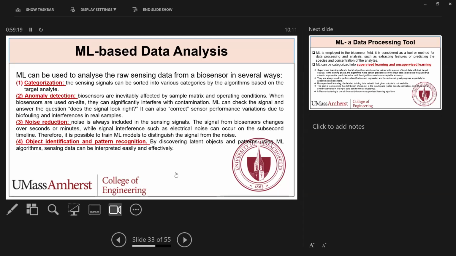And then noise reduction. Noise is always included in sensing signals; it is there in almost all characterization methods. The signal from biosensors changes over seconds or minutes, while signal interference such as electrical noise can occur on a sub-second timeline. So it is possible to train this ML model to differentiate the signal from the noise. We need only the proper signal, not the noise, right? Also, object identification and pattern recognition: by discovering latent objects or patterns using machine learning algorithms, sensing data can be interpreted easily and effectively.